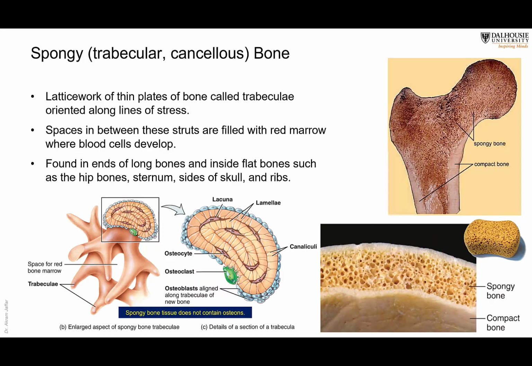So usually it is found in the ends of long bones and inside flat bones. And the cells are not arranged in osteons. Okay, so just take this sentence now. I'm going to talk about it in a moment. The cells or the tissue, if you look at it under the microscope, it is not in the form of osteons. So what are the osteons?